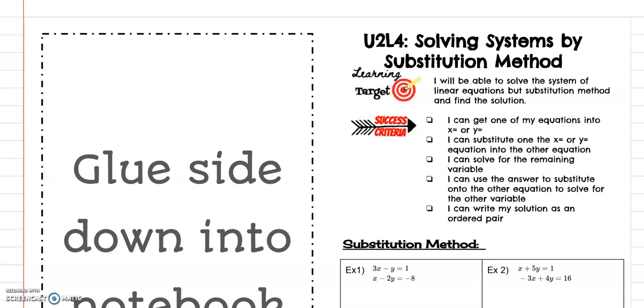All right, I'm going to make a quick video about solving systems using the substitution method. So we're going to be able to solve the system of linear equations by substitution method and find the solution.